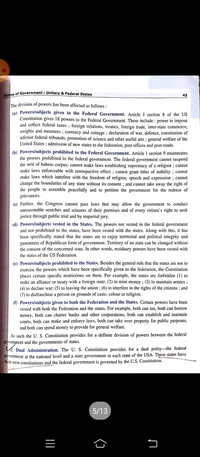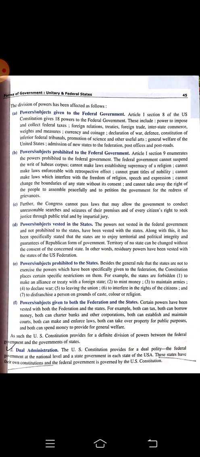Okay. Powers and subjects vested in the states are the powers not vested in the federal government and not prohibited to the states. So in the USA, you can say the residual power resides in the hands of the states. The states themselves can change their boundary and change their name. This cannot be done by the central government, but in India, it is just the opposite. Okay, a federal government is there, and there are a few powers and subjects which are again divided between them.